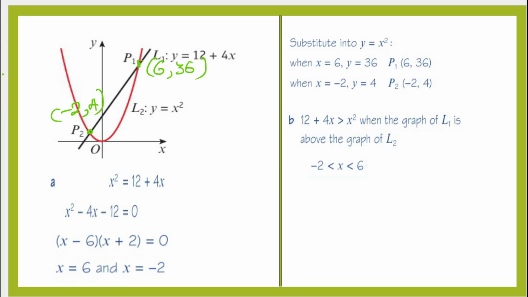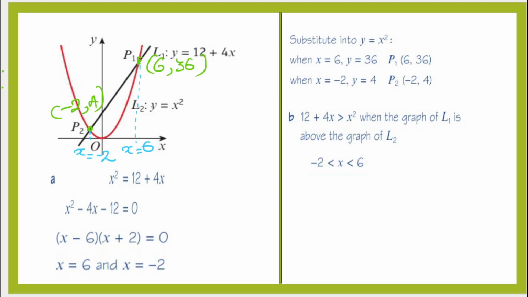Now let us locate the corresponding x values of this portion. That is x equal to 6 and x equal to minus 2. Now the range of values of x for which 12 plus 4x is greater than x square is given by this portion on the x-axis. It is represented by minus 2 less than x less than 6.